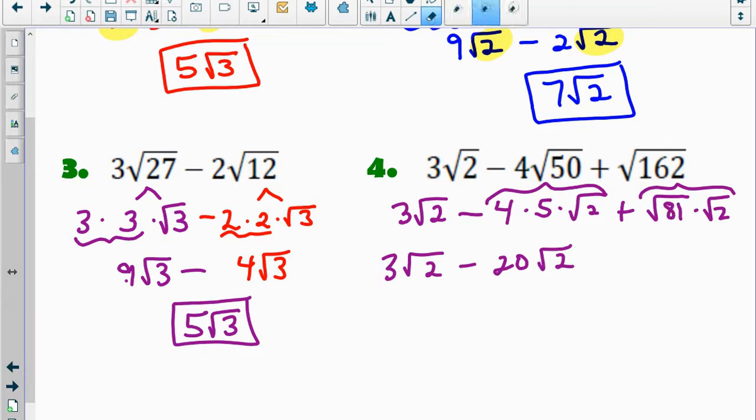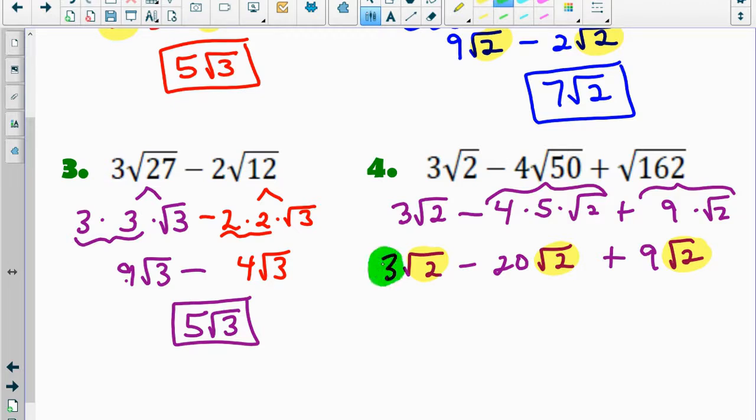And the square root of 81, of course, is 9, since 9 times 9 equals 81. So that last expression, square root of 162, is the same as 9 square root of 2. Now here I notice that I have square root of 2, square root of 2, and square root of 2. I have 3 radicals that are all considered to be like terms. So all I have to do is take these coefficients, 3 minus 20 plus 9, and I'll have the coefficient of the answer. I'm going to leave the square root of 2 the same.